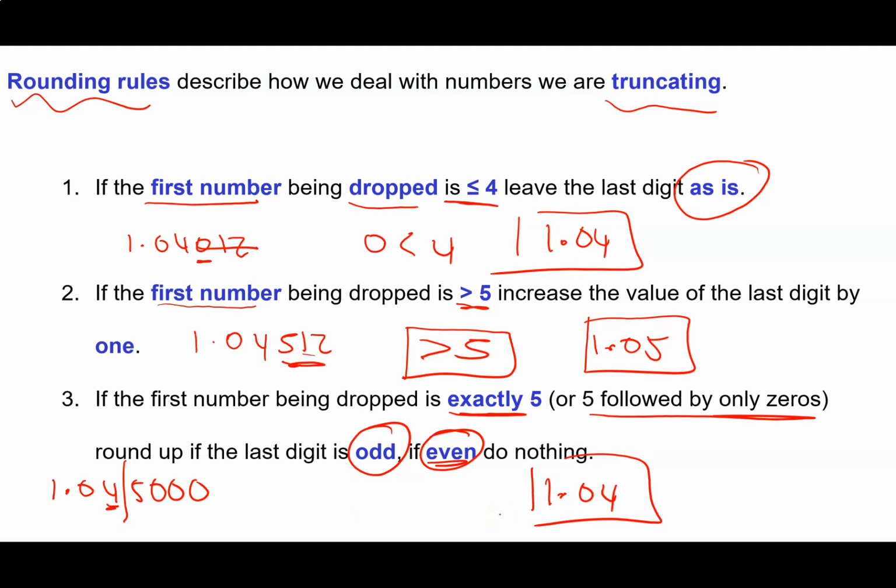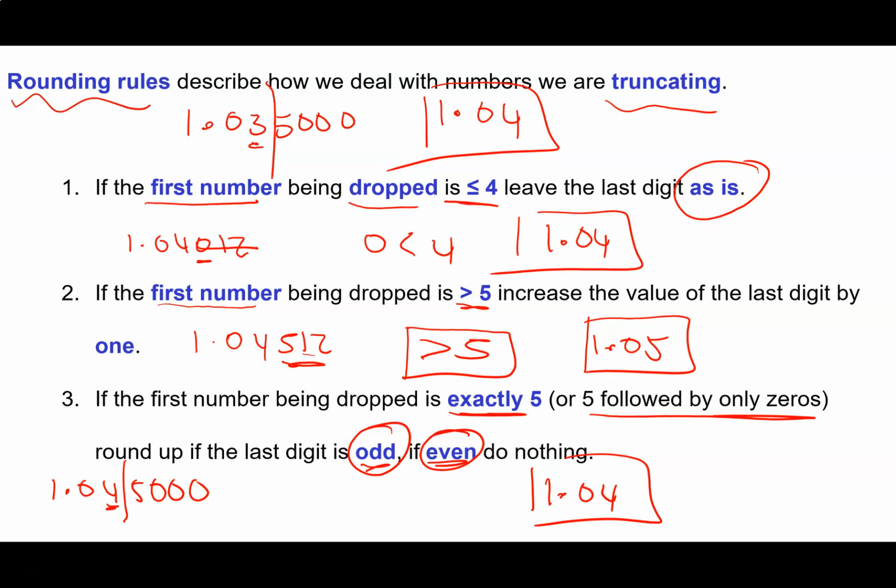Okay. Now, if we had, let's just say, 1.03500, we want to truncate that at 3 sig figs. Because this number here is odd, we're actually going to go up by 1. So this would be approximated as 1.04. So odds go over, even leave it equal. That's how I kind of remember it.